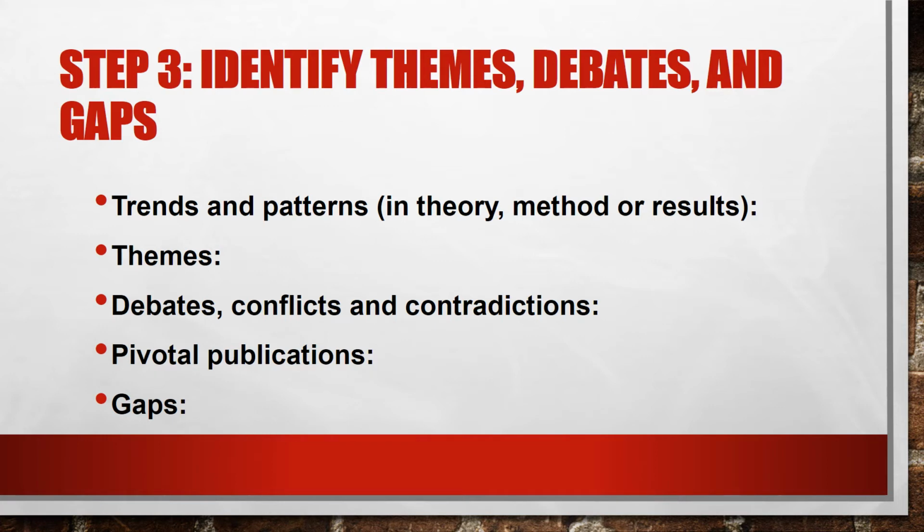1. Trends and patterns in theory, method or results: do certain approaches become more or less popular over time? 2. Themes: what questions or concepts recur across the literature? 3. Debates, conflicts and contradictions: where do sources disagree? 4. Pivotal publications: are there any influential theories or studies that change the direction of the field? 5. Gaps: what is missing from the literature? Are there weaknesses that need to be addressed?